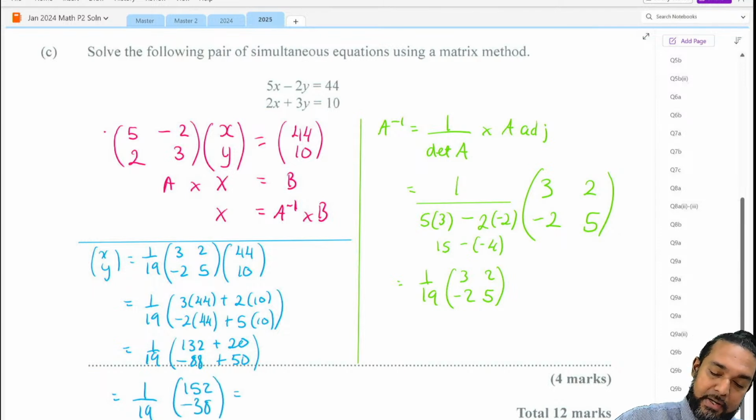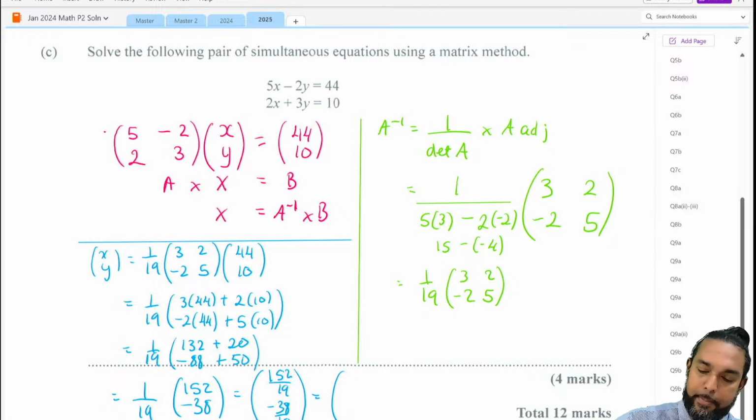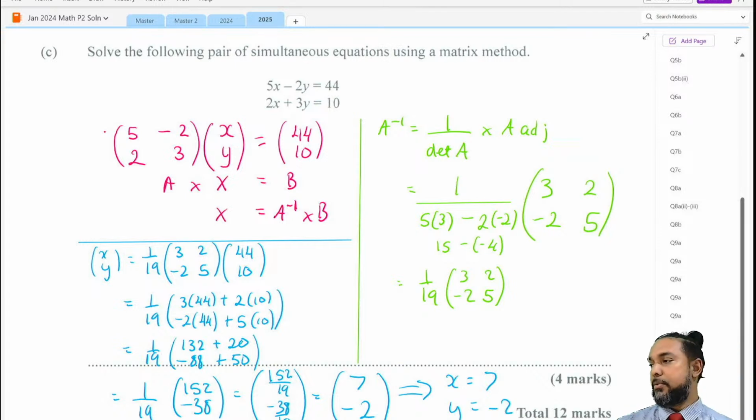And now when we multiply the 1 over 19 by each of them, they each become numerators, and the 19 becomes the denominator. So what is that? 152 over 19 is 8? Yeah. No, just 8, not 80. Sorry. So you have 8 over minus 2, which implies that x is equal to 8 and y is equal to minus 2.